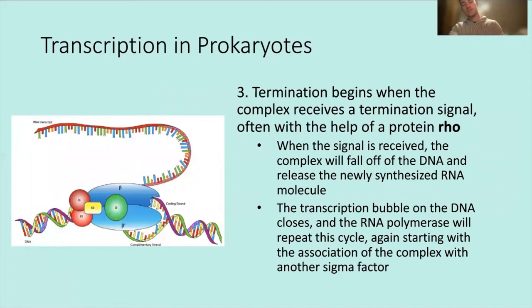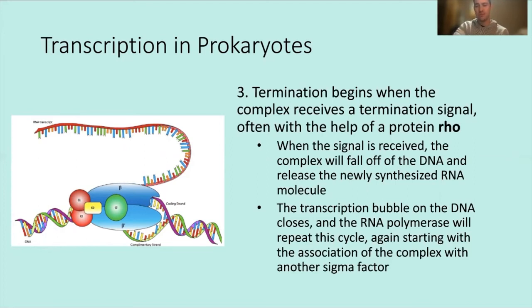Okay, and then finally termination. After elongation, termination begins when the complex receives a termination signal, often with the help of a protein called rho. That's really all you need to know about the protein rho. It's just a termination signal that aids in the switch from elongation to termination in prokaryotes. When the signal is received, the complex falls off the DNA and releases the newly synthesized RNA molecule.